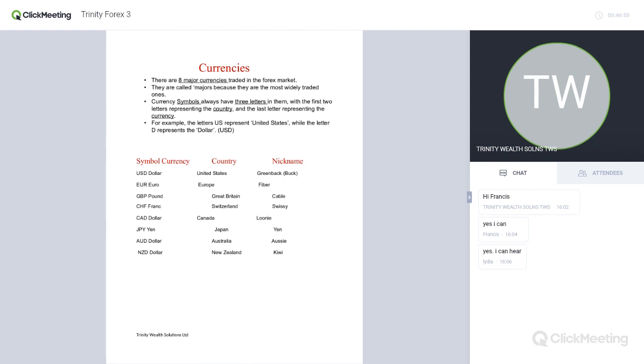Then we have the GBP for Great Britain. Nickname is cable. We have the CHF, franc for Switzerland. Nickname is Swissie. CAD, dollar for Canada. Nickname is Loonie. The JPY, yen for Japan. Nickname is yen. Then we have the AUD, dollar for Australia. Nickname is Aussie. And then NZD, dollar for New Zealand. Nickname is Kiwi. So these are the 8 major ones.